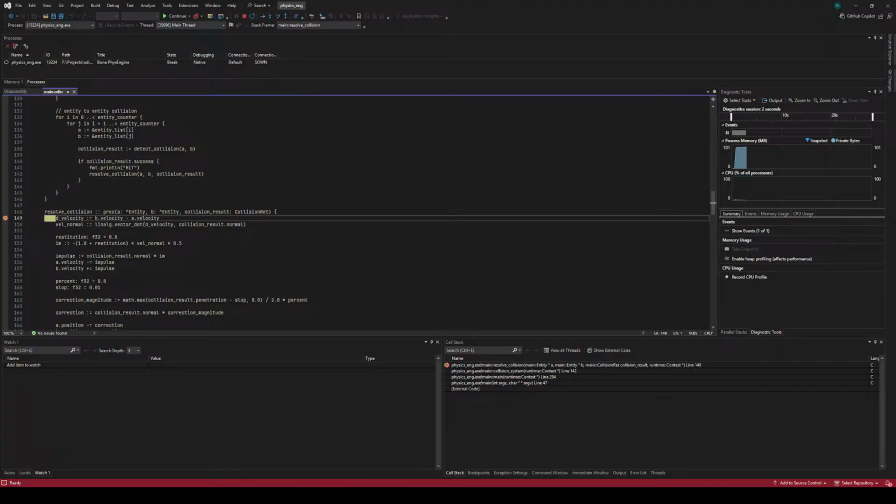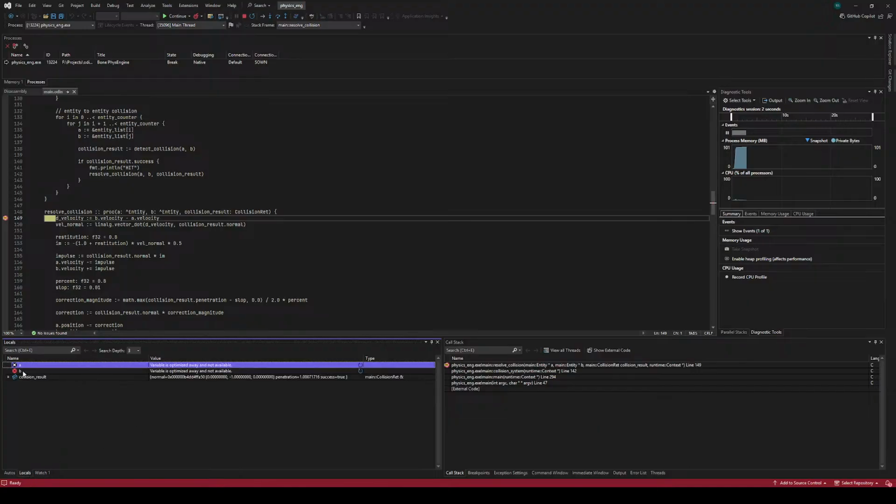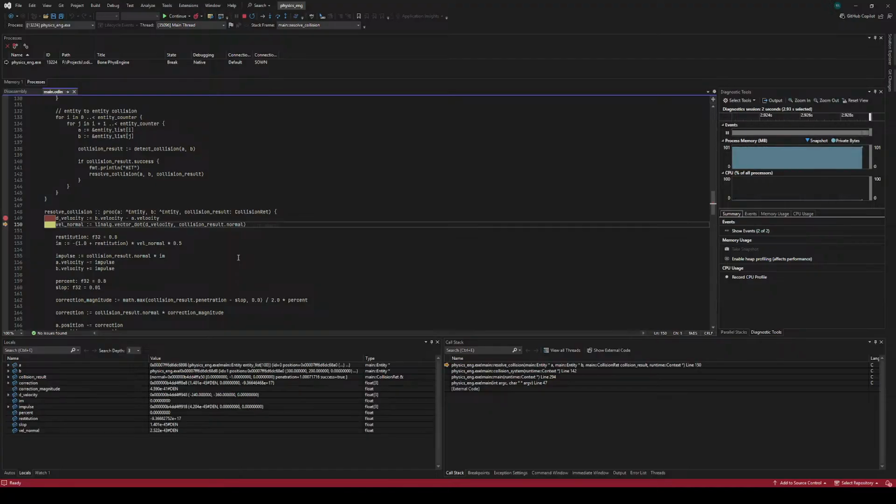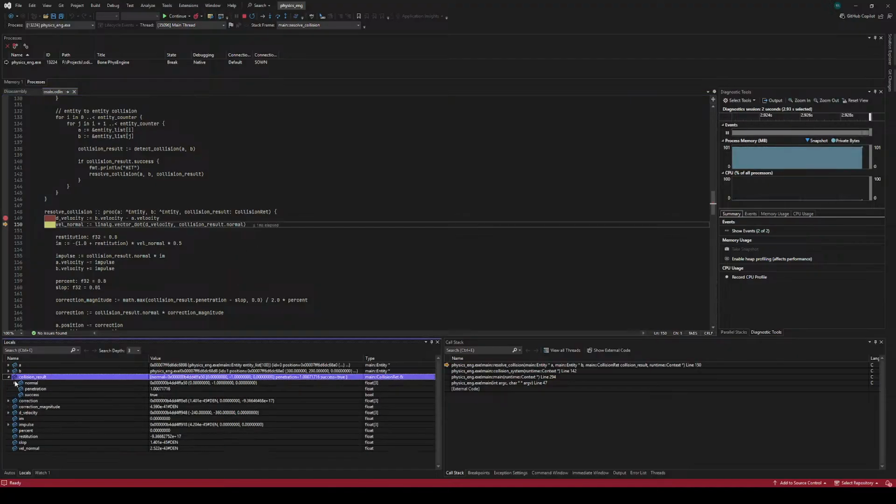Okay. It's hit. Now let's watch the locals. Okay. Collision result normal, penetration. Decent. Wait, where did I come from?